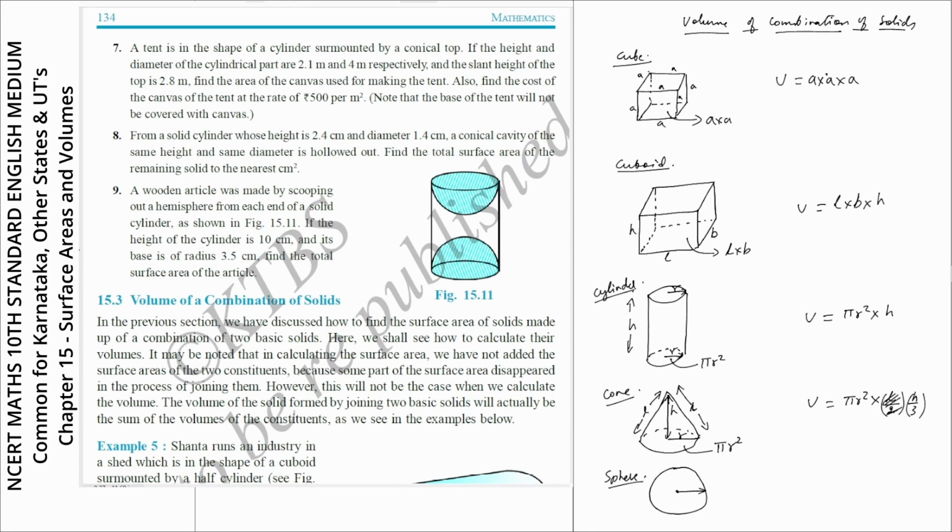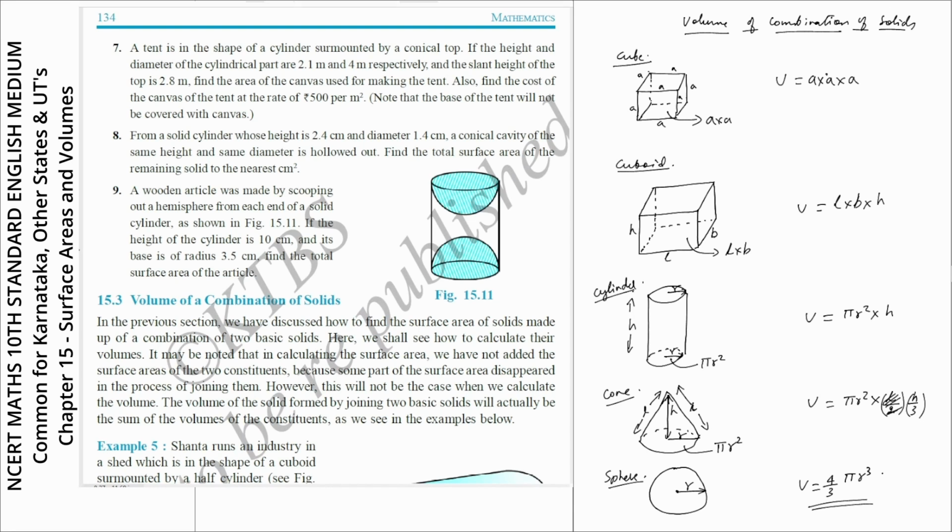If r is the radius, what is the volume of a sphere? So the volume of a sphere is given by 4 by 3 times pi r cube. So 4 by 3 pi r cube gives the volume of the sphere. Now we know all the formulas of the volume of some basic solids.